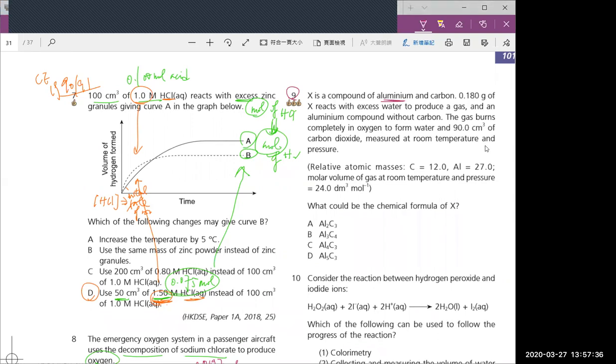Now aluminium and carbon. 0.180 gram of X reacts with excess water to produce a gas. It is aluminum carbide, right? The chemical name we call it is aluminum carbide. But the question is, you need to get to know the formula of this aluminum carbide. And the gas burns completely in oxygen to form water and carbon dioxide, measured at room temperature and pressure. So how do we approach the problem? And that is our concern.